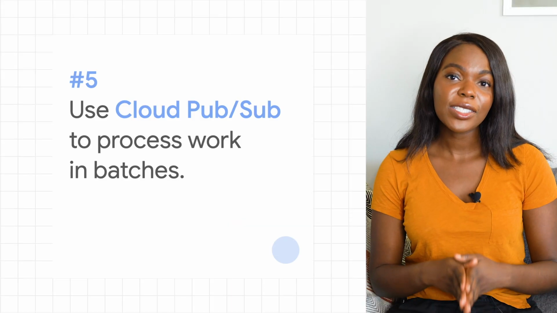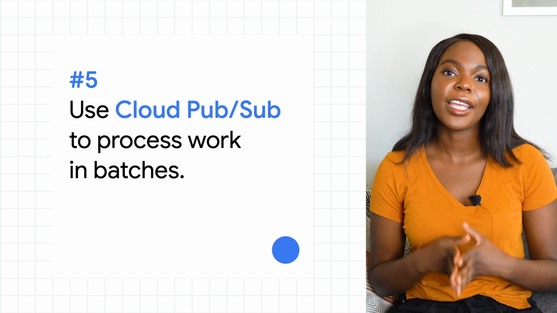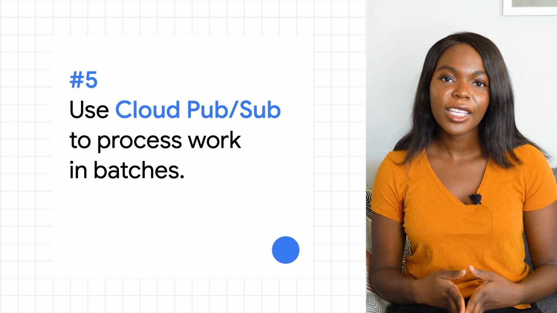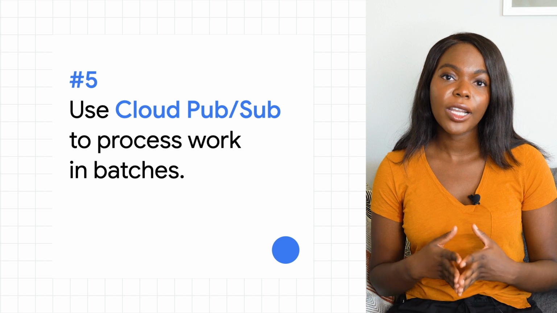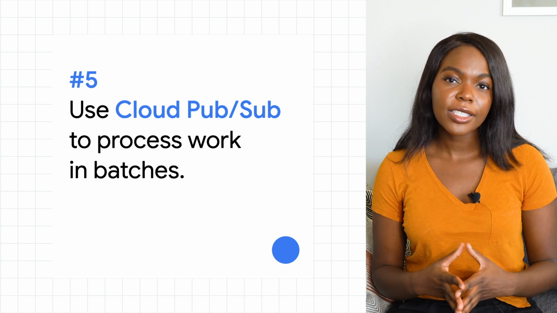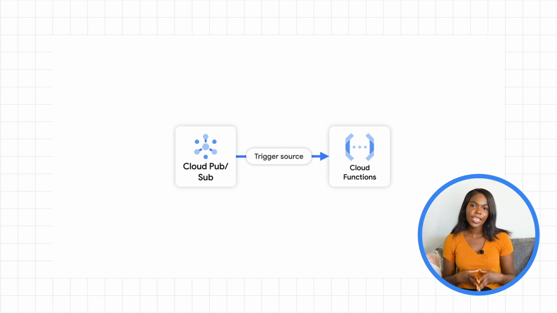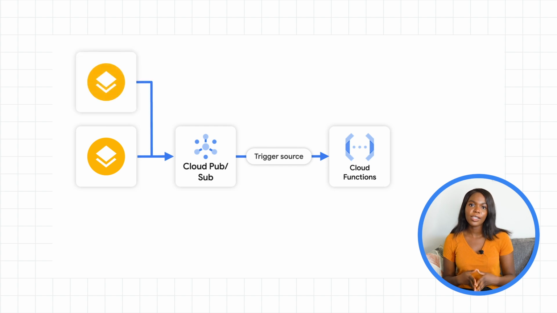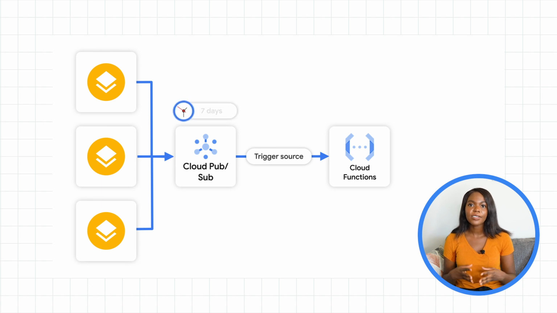Tip 5, use Cloud Pub/Sub to process the work in batches. When you're dealing with a large number of messages, you might not want to process every message. A common pattern is to wait until messages have accumulated. Cloud Functions integrate with Cloud Pub/Sub, a messaging and ingestion middleware. Instead of invoking a Cloud Function for every message, serverless workloads can use Pub/Sub as a place to accumulate batches of work, since the service will store messages for up to 7 days.